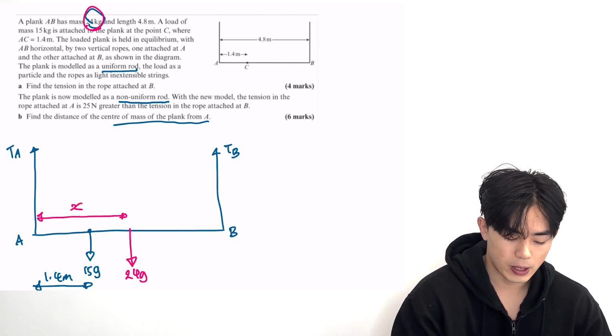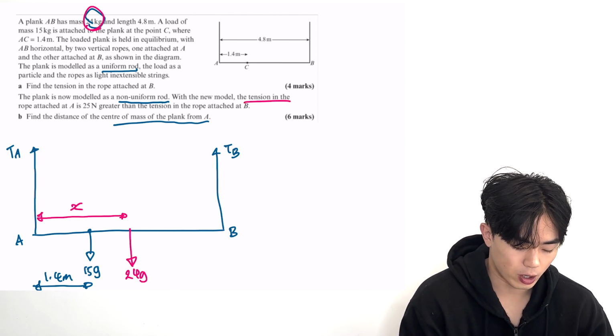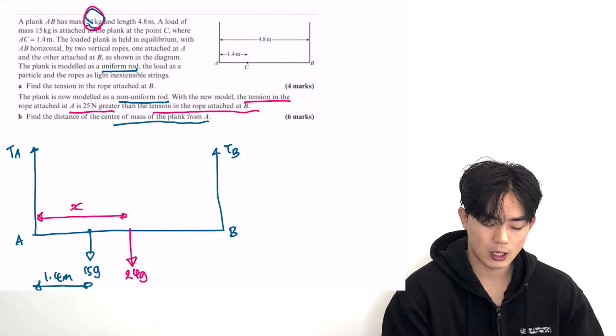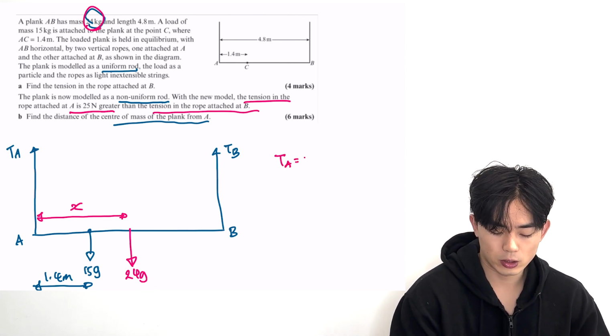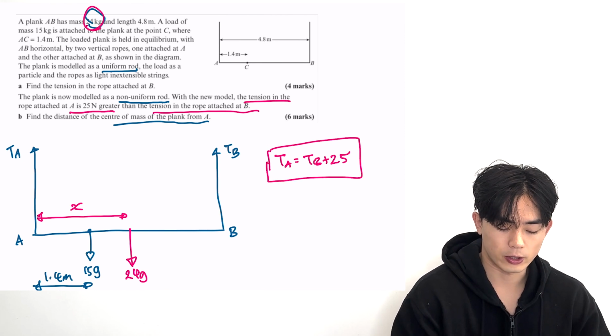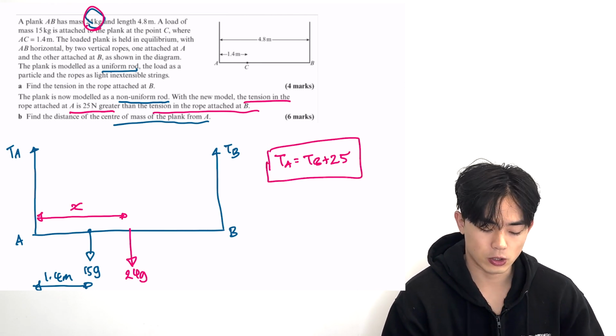Right, additional information they've given us is that the tension in the rope attached at A is 25 newtons greater than the tension in the rope attached at B, which means that TA is going to be equal to TB plus 25. So this is an important condition that we're given just in order to find the tensions.